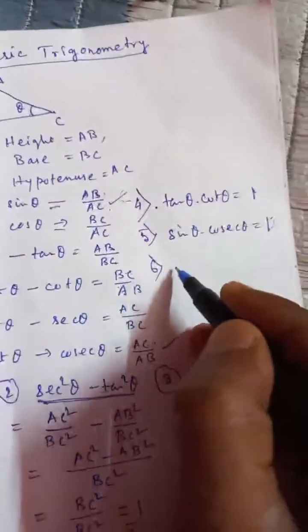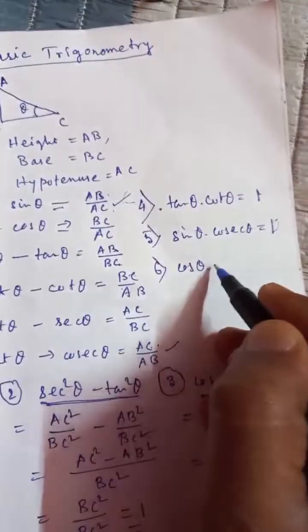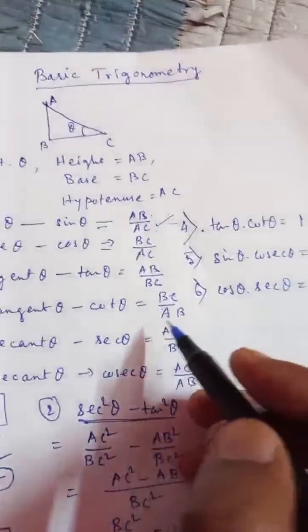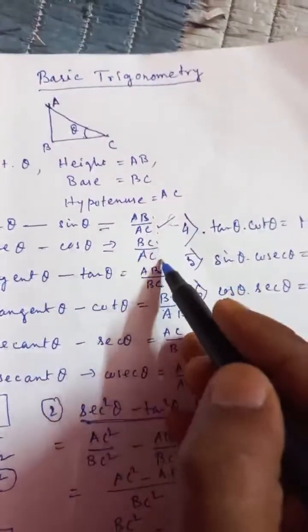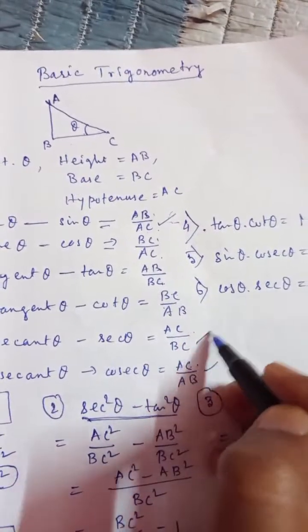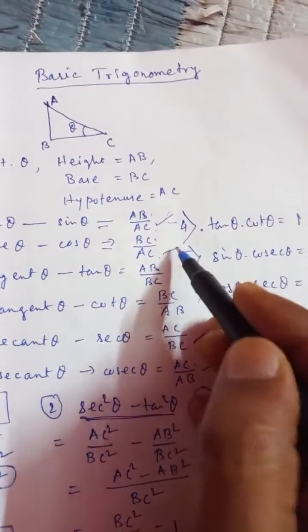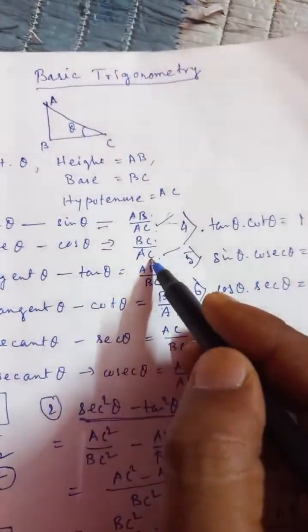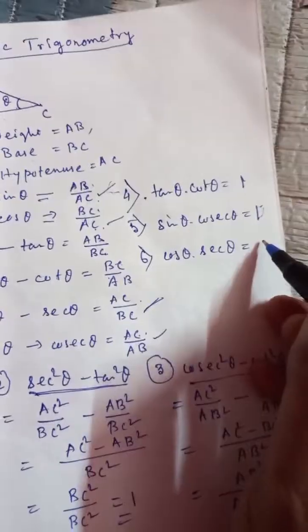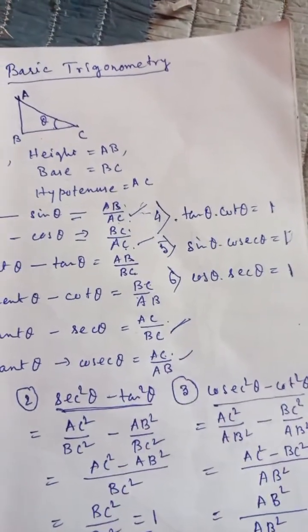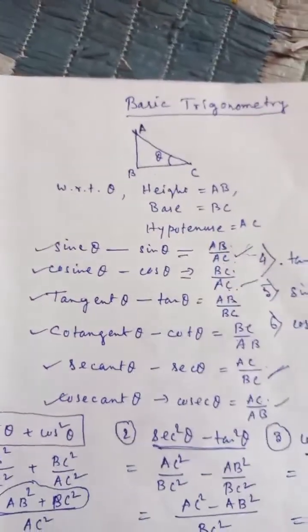And sixth formula, cos theta multiply sec theta is equal to, cos theta is equal to BC by AC and sec theta is equal to AC by BC. So these two, again BC cancels each other and AC cancels each other, so we will get just 1. So you have to remember these 6 formulas also with these 6 trigonometric functions.